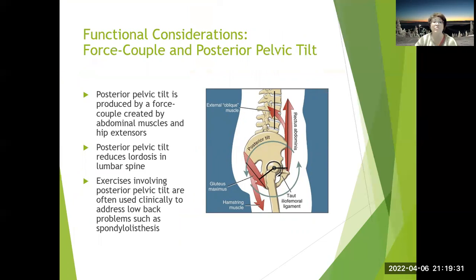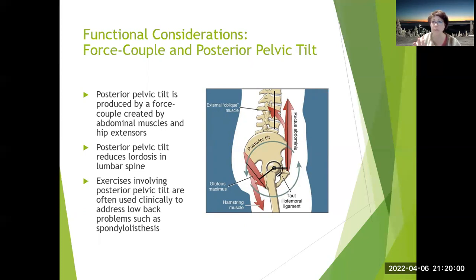So exercises involving the posterior pelvic tilt are often used clinically to address the low back problems that respond well to flexion. So spondylolisthesis, stenosis, spondylosis, so the S's. And when we're talking about disc, we often work on anterior pelvic tilt because we're trying to get lumbar extension and get pressure off the discs.